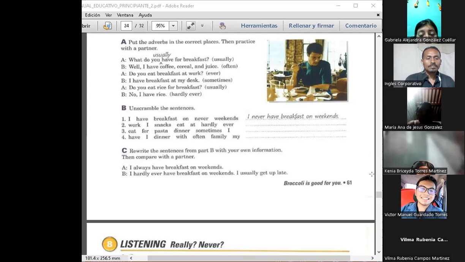I have sometimes breakfast at my desk. I sometimes. That's correct. I sometimes have breakfast at my desk. Good. Next. Do you usually rise or do usually you? Do you usually eat rice for breakfast? Yes. Do you usually eat rice for breakfast? Next. I hardly ever have rice. That's correct. Thank you.